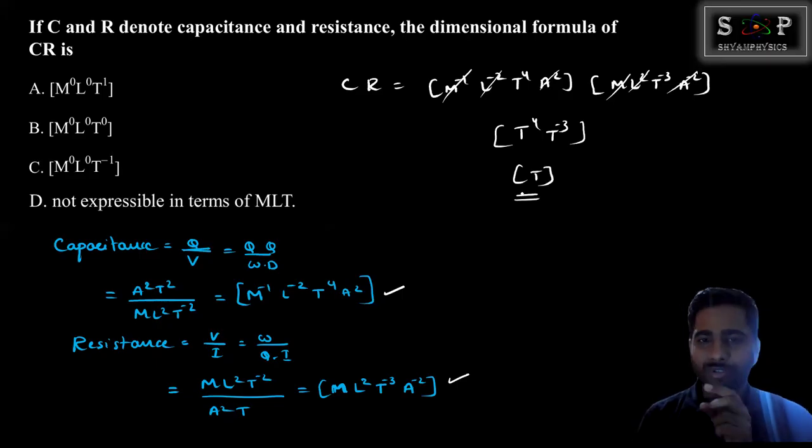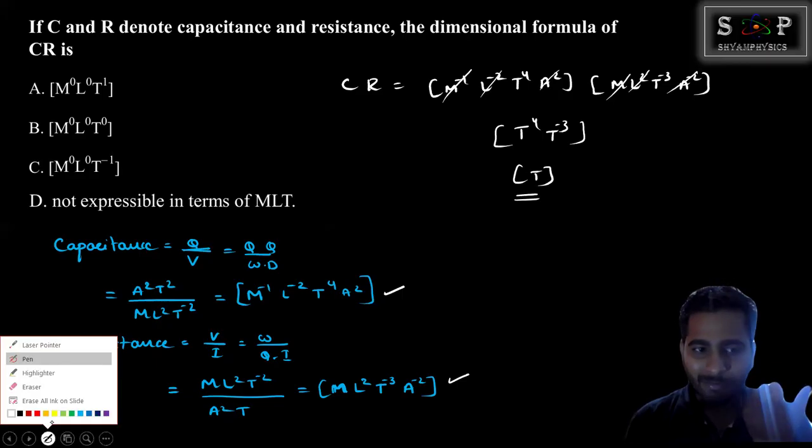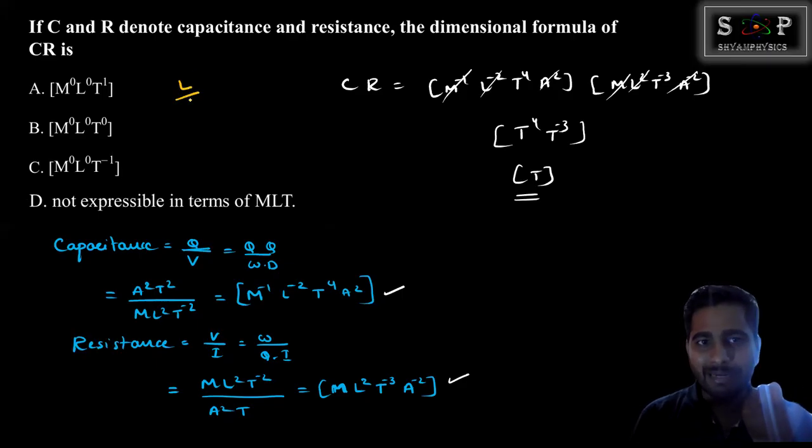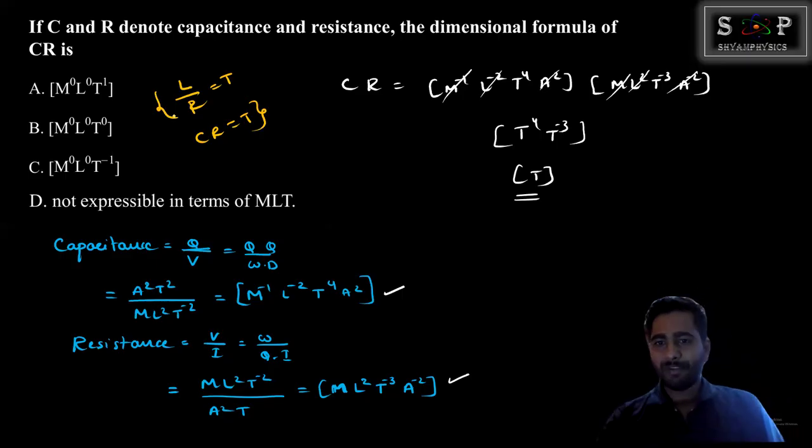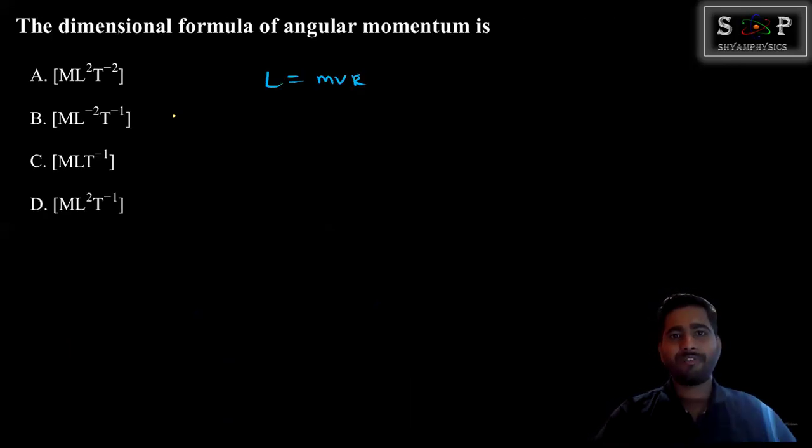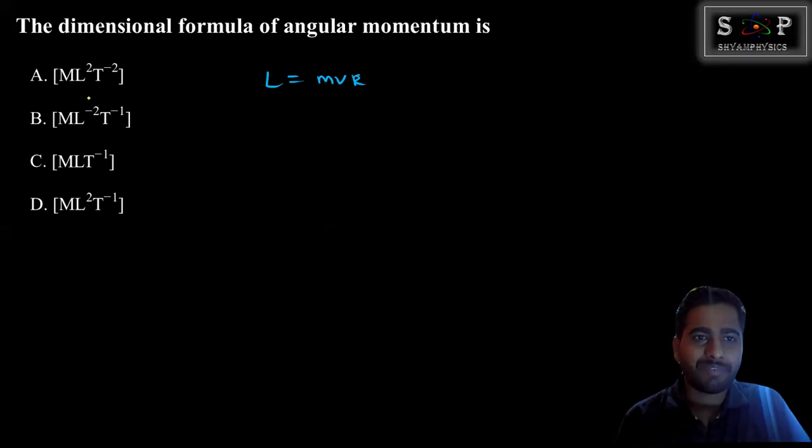Means we got to know two things. In the previous question we solved, L by R is also equal to time. Here C into R is also equal to time. Be careful while solving these two questions. Okay? L by R and, sorry, C into R. Next, dimensional formula for angular momentum. We solved it many times. M L2 t to the power minus 1. Here option A.